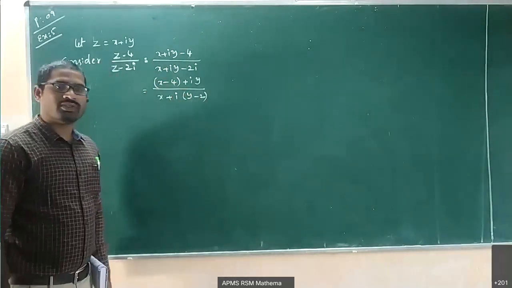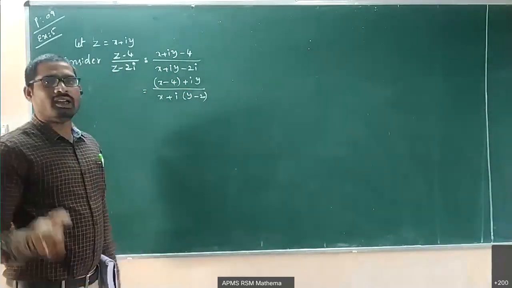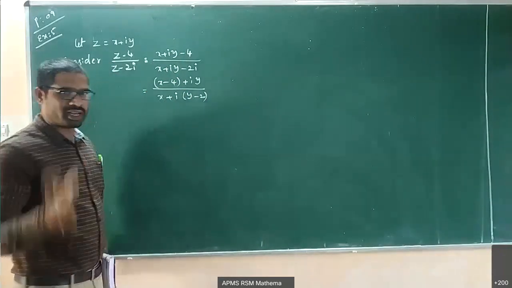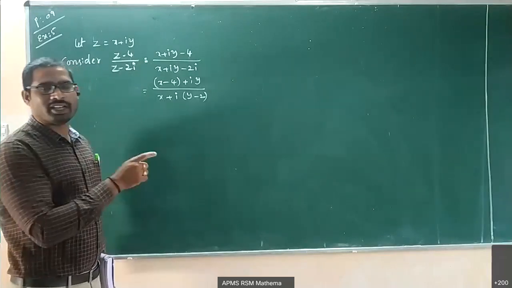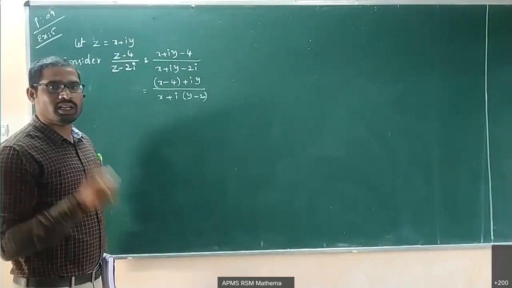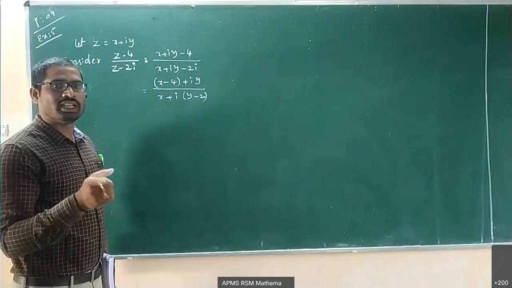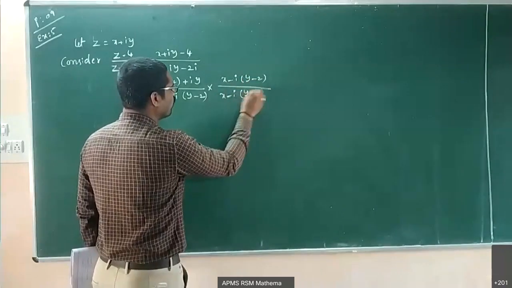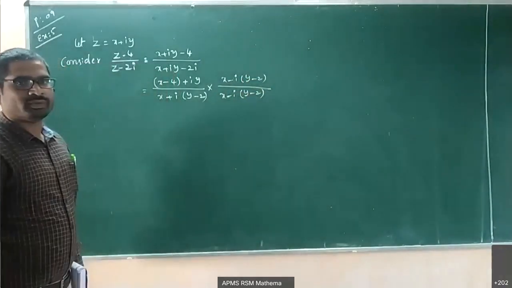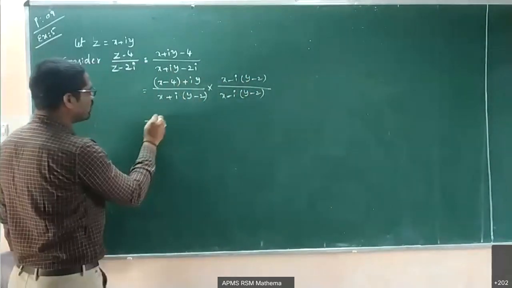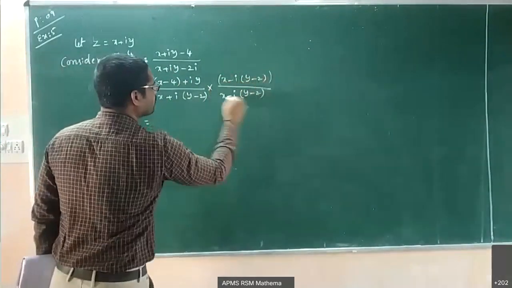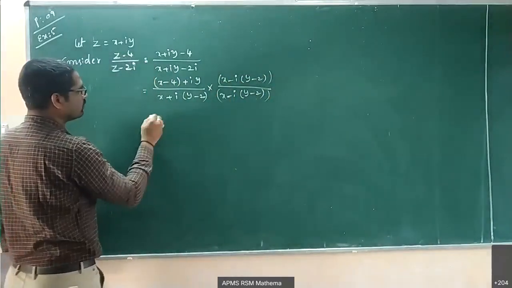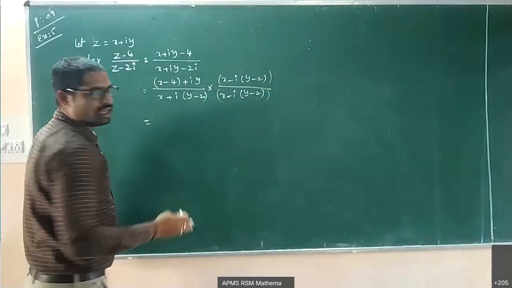In the previous class we discussed that whenever we find a complex number in the denominator of a fraction, we multiply both numerator and denominator with the complex conjugate of the denominator, which is x minus i into (y minus 2). So we multiply the numerator. I'm going to skip one or two steps of the simplification; I think you understand.